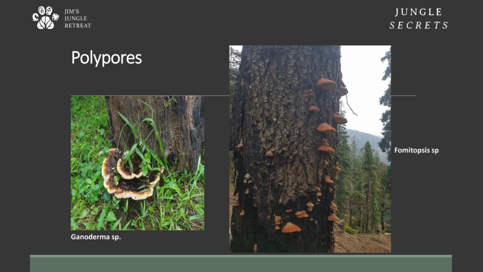This is an example of Ganoderma, which I found in Baroda in Gujarat. And this is a Fomitopsis species from Himachal Pradesh. You can see there are pine trees behind. There's a mountain. So Himachal maybe everywhere. Mushrooms are everywhere. So there are polypores. Why are they called polypores? We'll come to that later on.